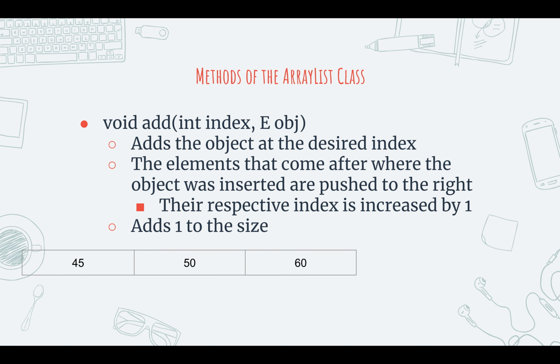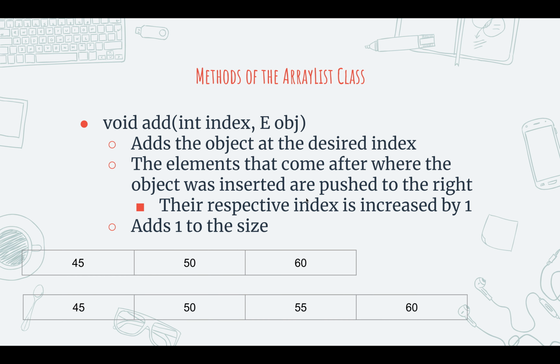So in this case, I have 45, 50, and 60, and I want to make this ArrayList have values that add 5 to the next value. So we have 45, we have 50, and then it goes on to 60. I want a value 55 in between 50 and 60. So what I will do is add an object, a 55, at position 2. Now, why do I say position 2? Because we start at 0. So 45 is position 0, 50 is position 1, and 60 is position 2. So our index is going to be 2, and our object is going to be 55. And then this is the end result.